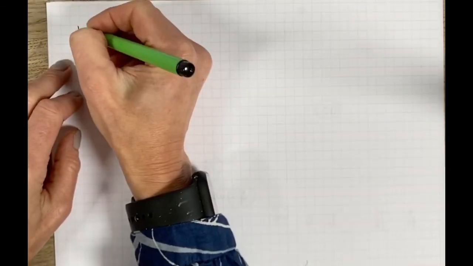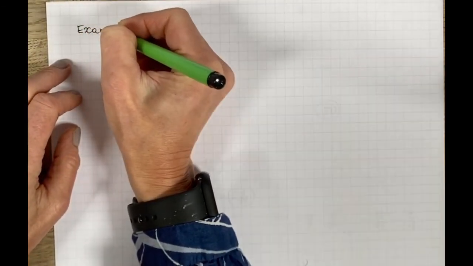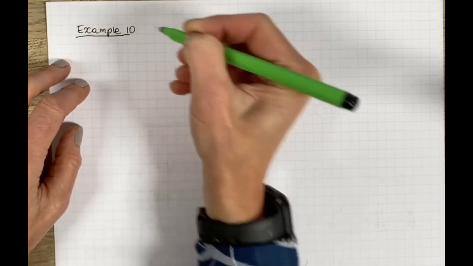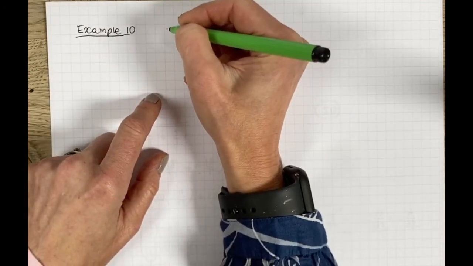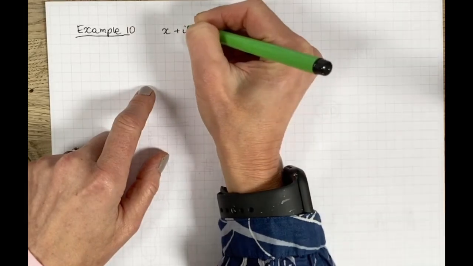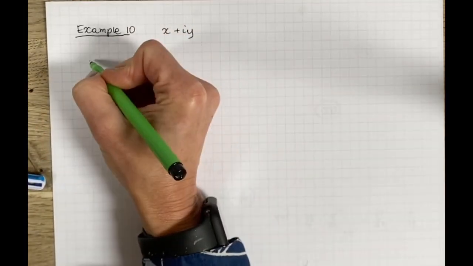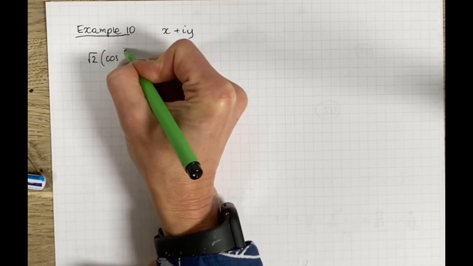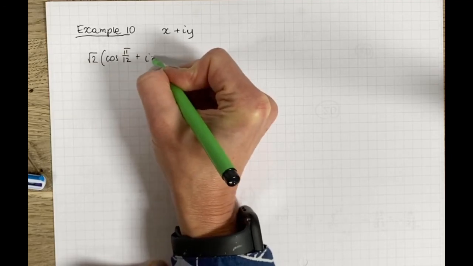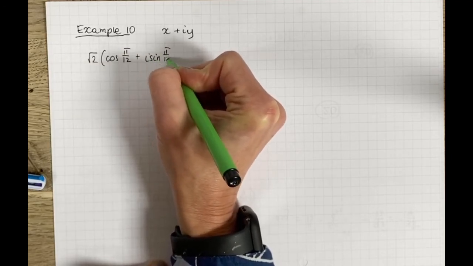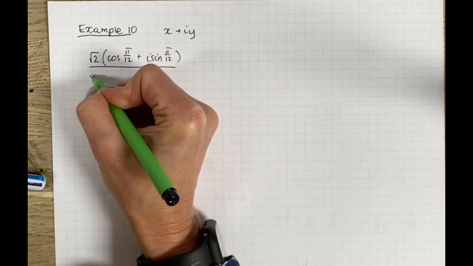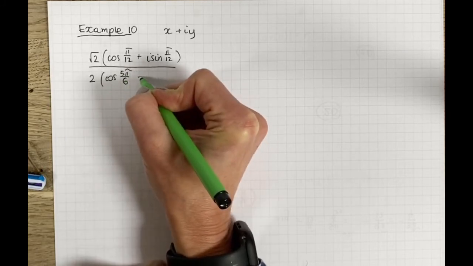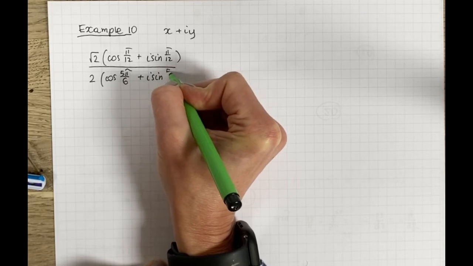Example 10. In this example, we just need to apply the rule for dividing two complex numbers. So first of all, we've got to express the division in x plus iy form. So here is our calculation. You've got root 2 cos pi over 12 add i sine pi over 12, and 2 cos 5 pi over 6, sorry, add i sine 5 pi over 6.